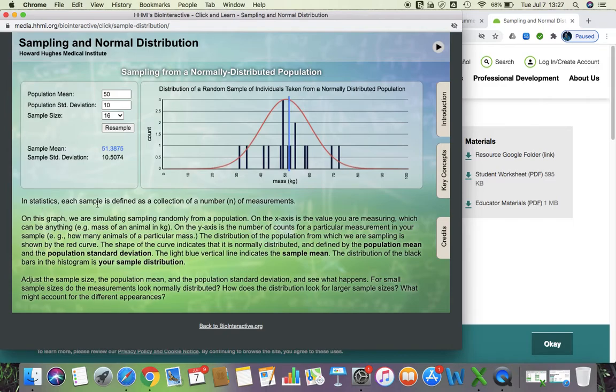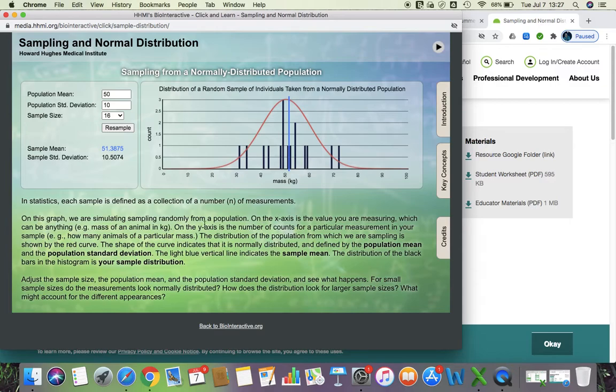So in statistics, each sample is defined as a collection of a number of measurements. We call that N. That would be your sample size. That's another vocabulary word to describe that as sample size. On this graph, we are simulating sampling randomly from a population.